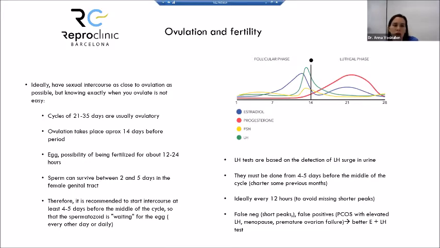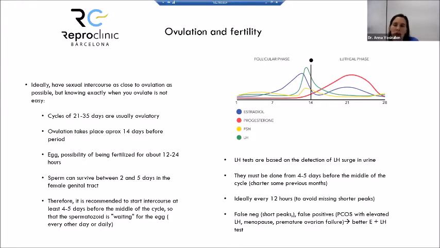So it's good to look at some previous cycles, see what the length of these cycles is, and calculate approximately when you're going to ovulate, okay? Then it's also important to know that the egg has the possibility of being fertilized for about 12 to 24 hours, but the sperm can survive between 2 and 5 days in the female genital tract. Therefore, we recommend starting intercourse at least 4 or 5 days before the moment in which we calculated we will ovulate, approximately, so that the spermatozoid is waiting for the egg, okay?